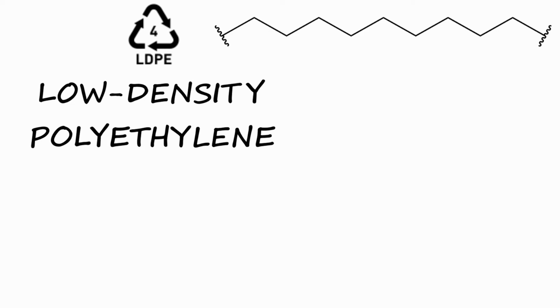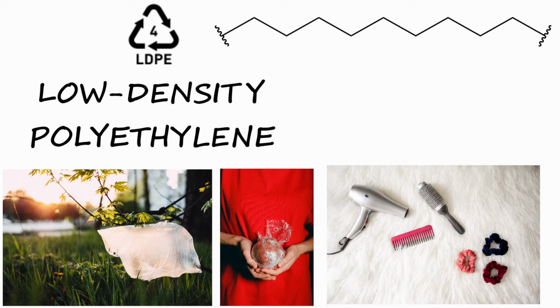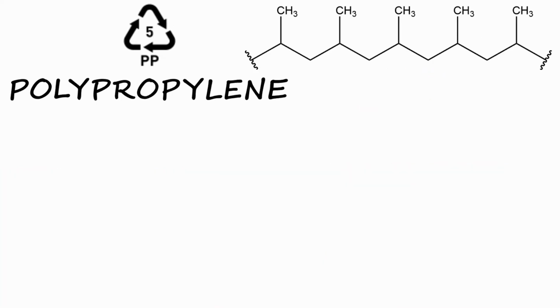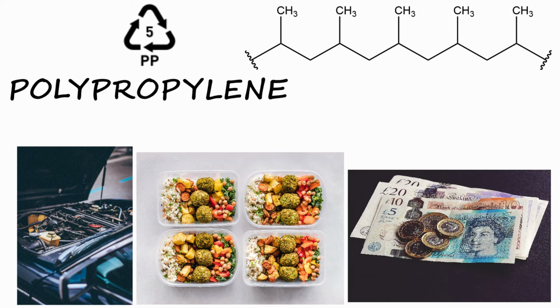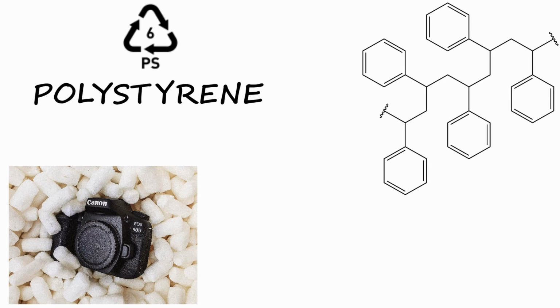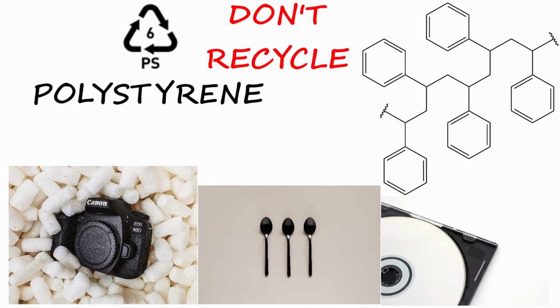4. Low-density polyethylene. Plastic bags, plastic wrap, and flexible plastic components. Not usually recycled by curbside programs. 5. Polypropylene. Automobile parts, food containers, plastic currency. Pretty commonly recycled. 6 is polystyrene. Packing peanuts, disposable cutlery, and CD jewel cases. Not usually recycled.